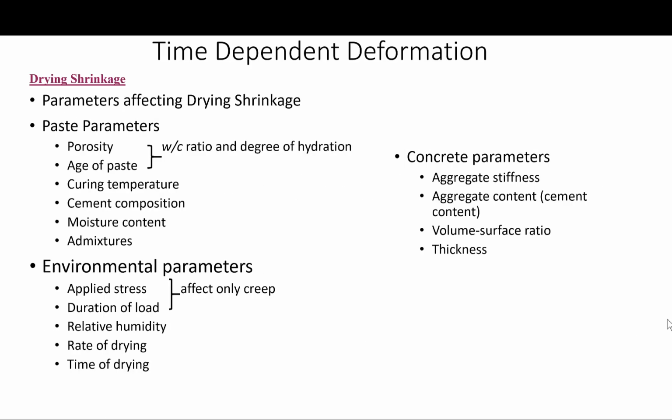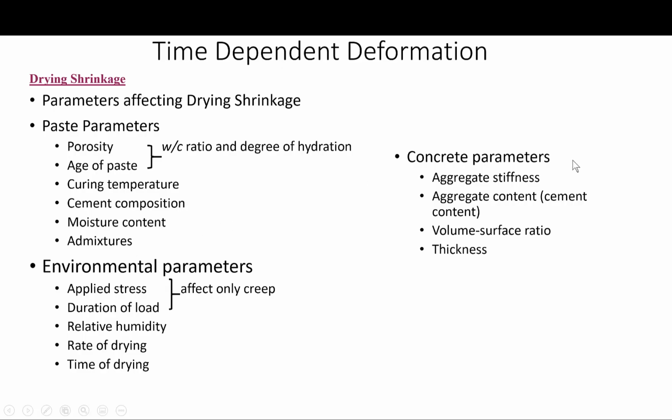As you can see here, these are basically the parameters that will affect shrinkage. A lot of them. We have three categories. First, the paste parameters, which are related to the paste: porosity and age of paste, which are basically related to the water cement ratio and the degree of hydration, curing temperature, cement composition, moisture content, and the presence of admixtures or other additives.